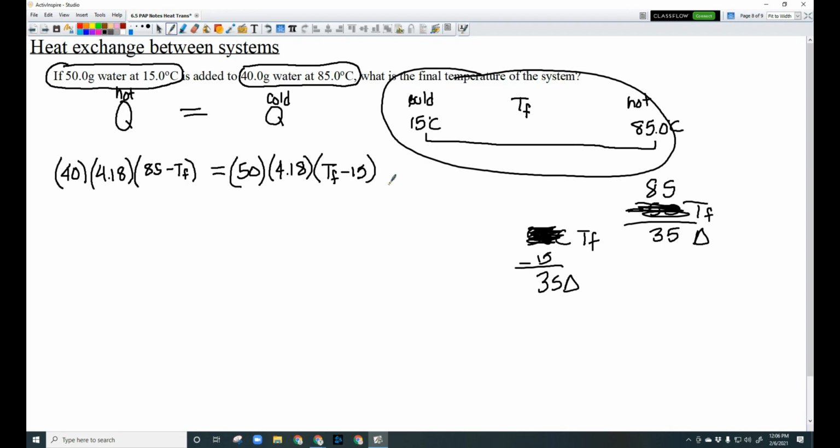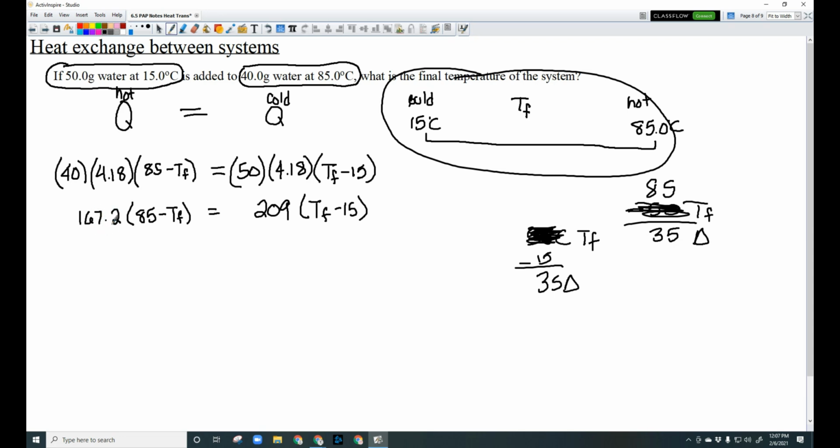So 40 times 4.18. Okay, so I'm multiplying this first, and I get 167.2 times 85 minus T final. Okay, and that's going to be equal to, now I'm just going to simplify this, 50 times 4.18. Okay, and that's going to give me 209, minus T final minus 15. Okay, so that's my first step, is to simplify this, multiply that out.